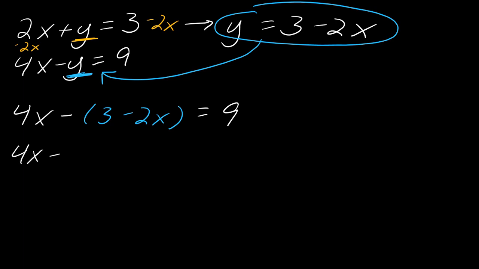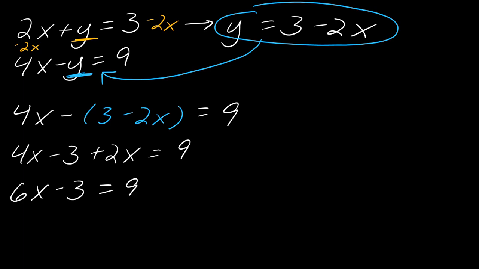So this becomes 4x minus 3 plus 2x equals 9. So I get 6x minus 3 equals 9. Add 3 to both sides to get 6x equals 12. Divide both sides by 6 to get x equals 2.